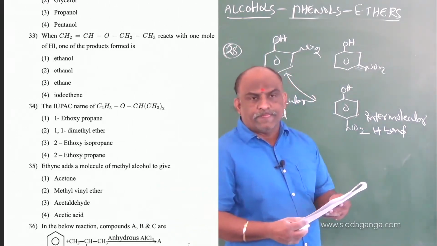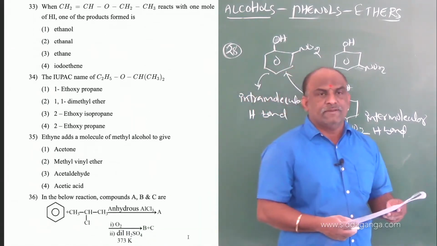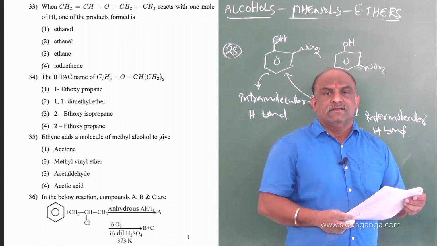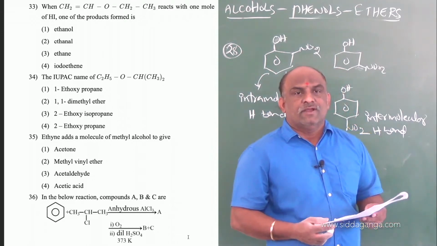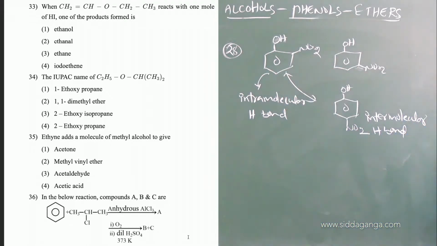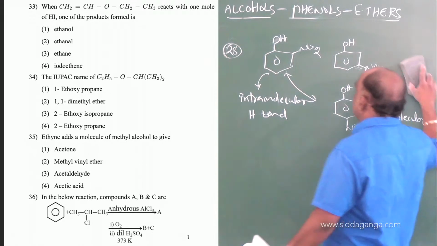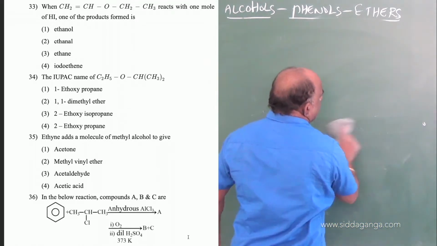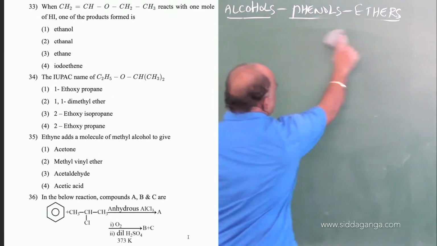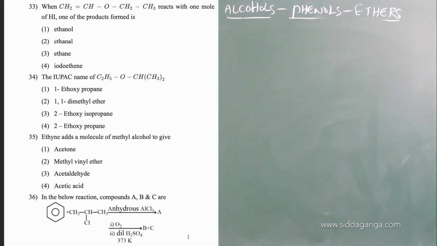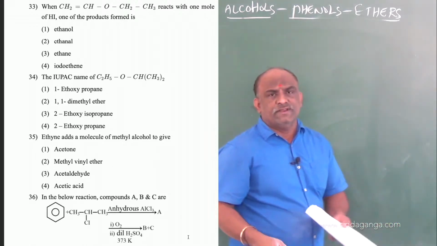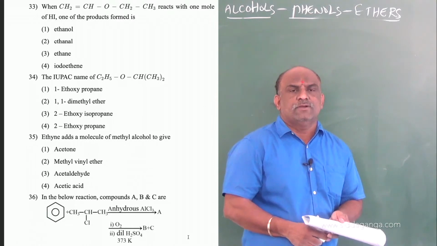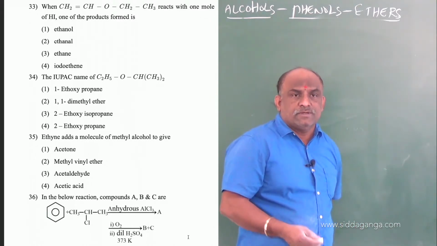33. Question number 33: when CH2=CH-O-CH2-CH3 reacts with 1 mole of HI, one of the products formed is what? See this question, where does cleavage take place? This is also an important question. One is a vinyl group and the second is an alkyl group; it is an unsaturated ether. That compound is called vinyl ethyl ether, CH2=CH-O-CH2-CH3.